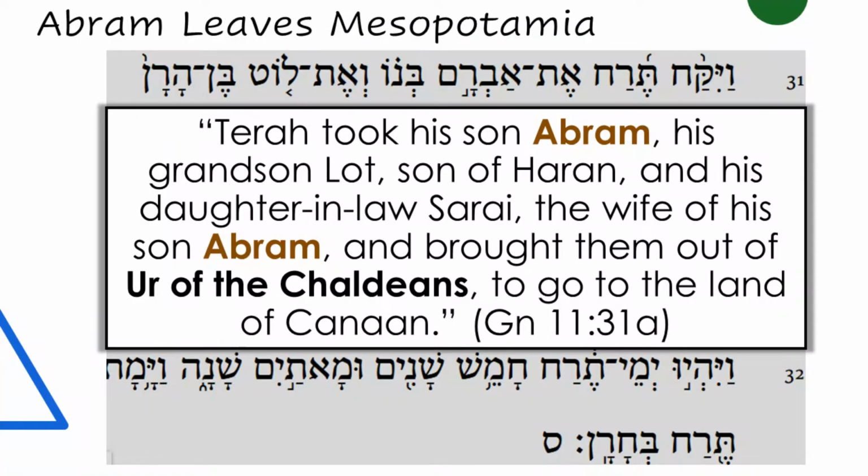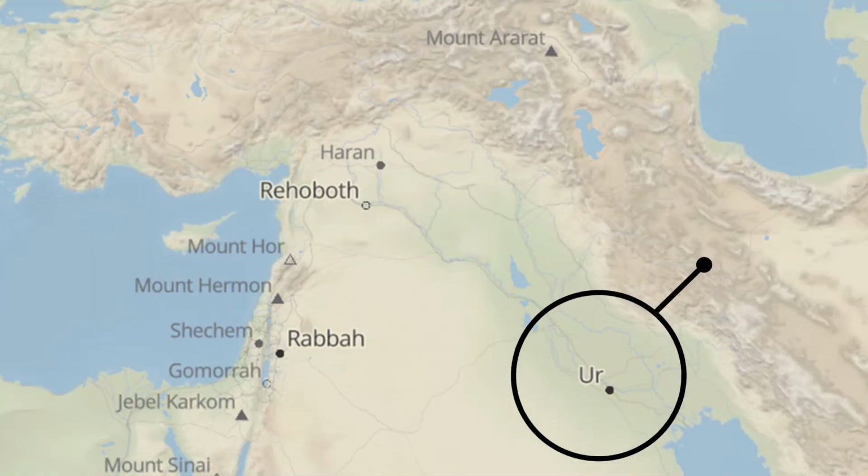We look to Genesis chapter 11. Terah took his son Abram, his grandson Lot, son of Haran, and his daughter-in-law Sarai, the wife of his son Abram, and brought them out of Ur of the Chaldeans to go to the land of Canaan. Where is this Ur of the Chaldeans? Ur was a very ancient civilization close to the Persian Gulf.